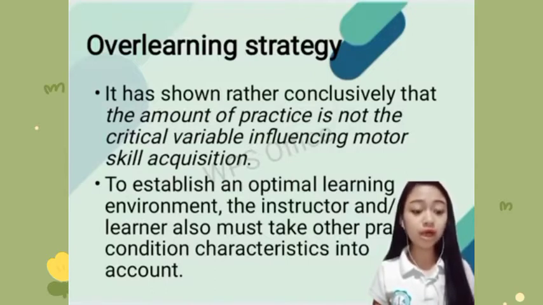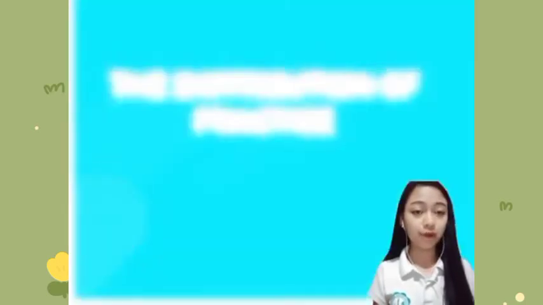So, in order to establish an optimal learning environment, yes, the instructor and the learner must take the practice condition characteristics into account. So, it is important to note that this does not mean that the amount of practice is unimportant, no? So, it does mean that the amount of practice cannot be considered, or dili siya pwede ma-separate, but in terms of its interaction with other practice condition variables.